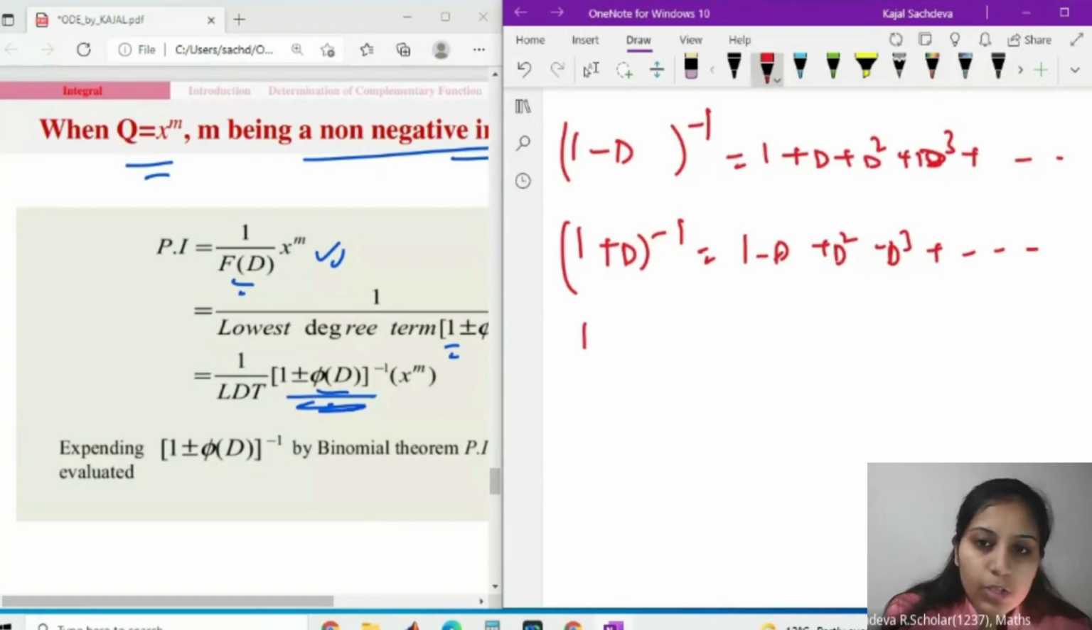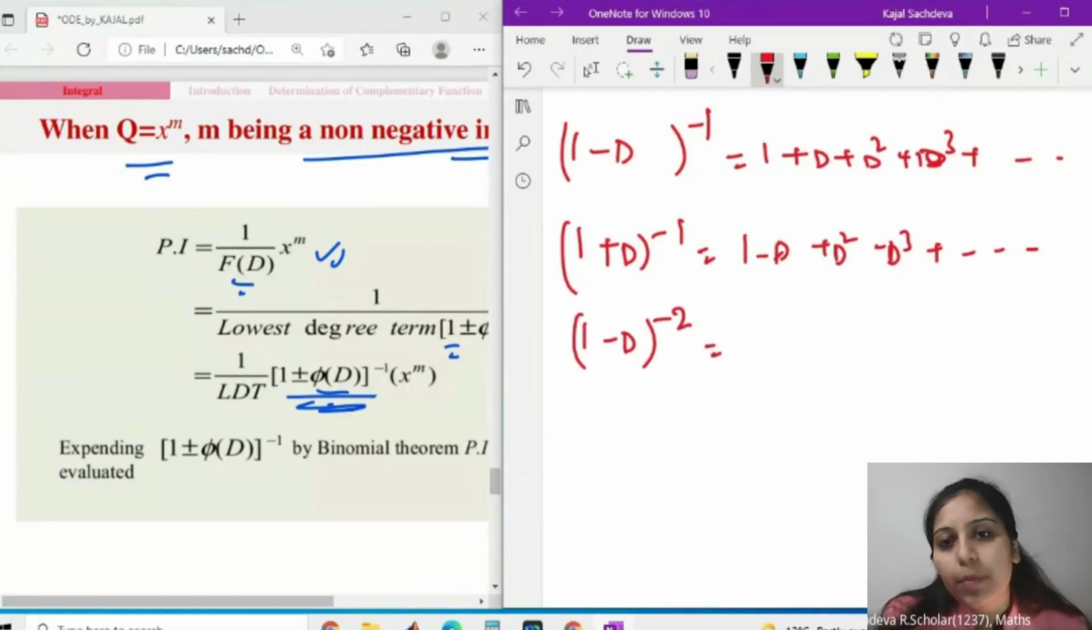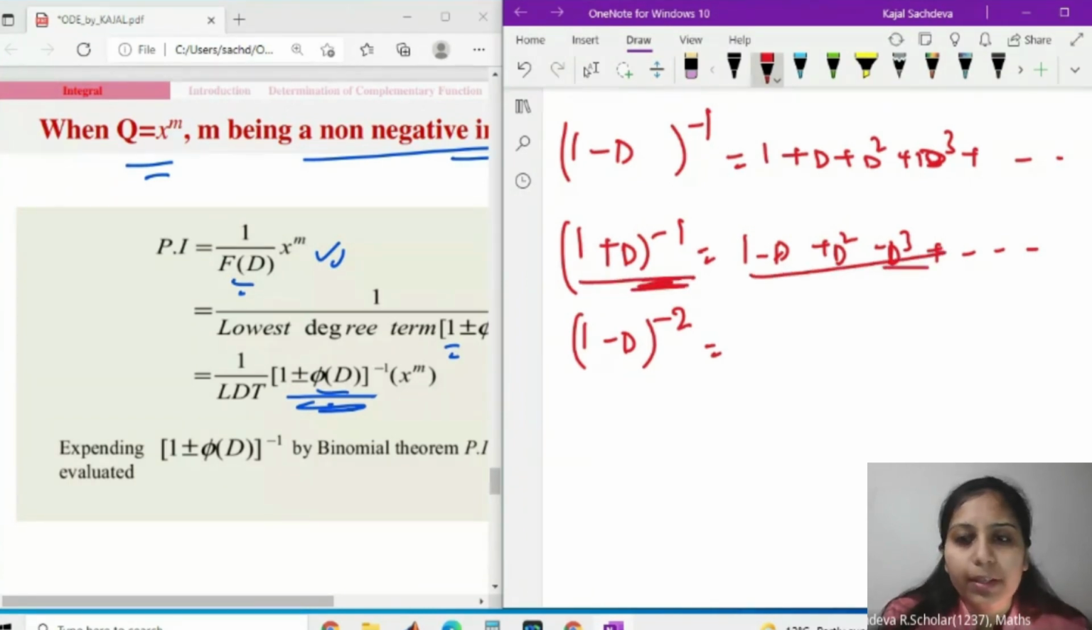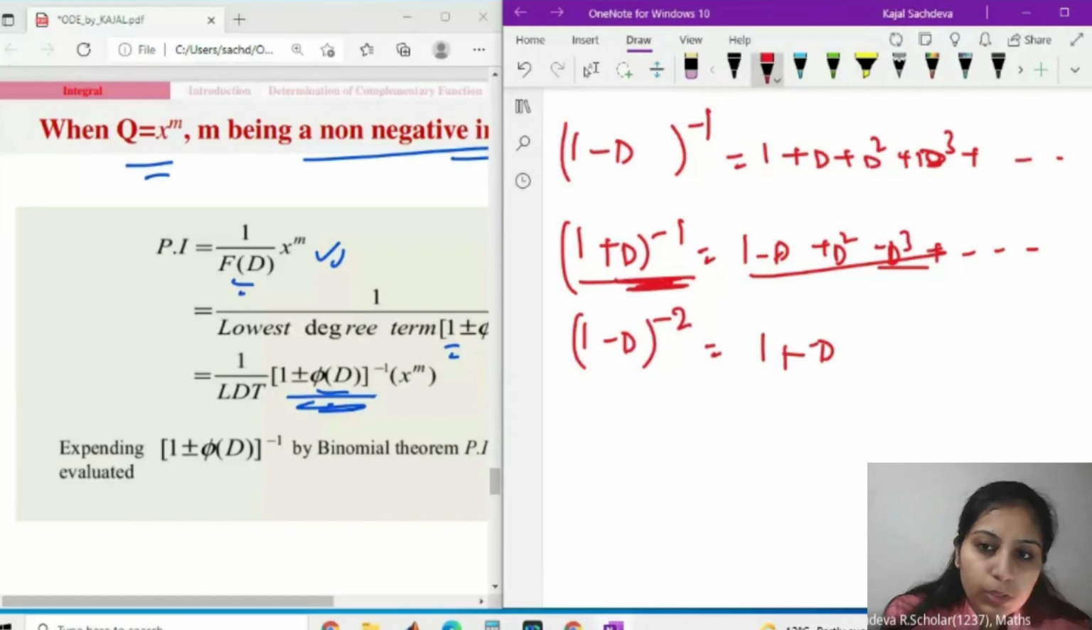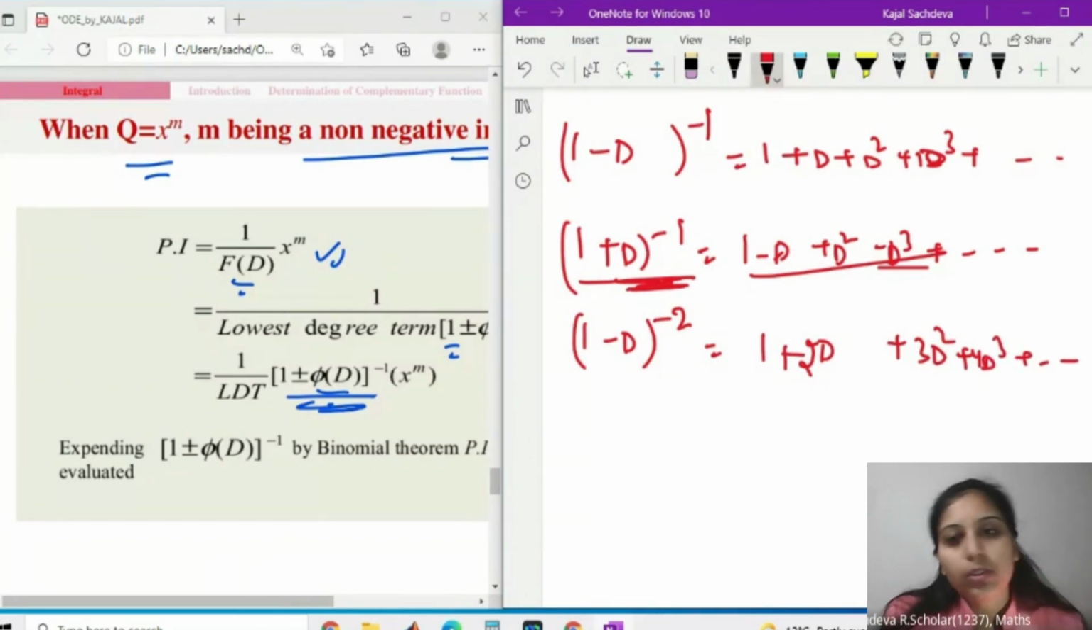Another expansion can be (1 - D)^-2. This can be found by just taking the differentiation of both sides. We will get the required expansion. Taking this differentiation, we get -1 (1 + D) raised to power -2, and taking the differentiation of this side also, we get 1 + 2D + 3D square + 4D cube up to so on. So these 2-3 expansions you have to learn already, so that we can apply them in this method.